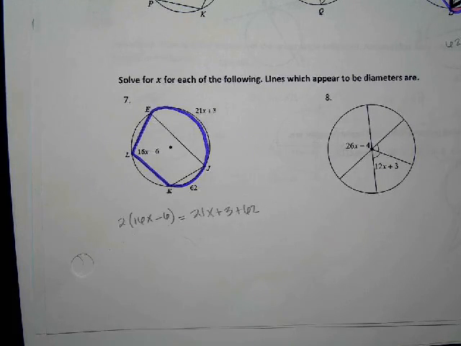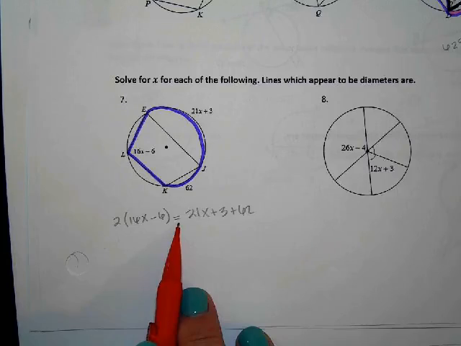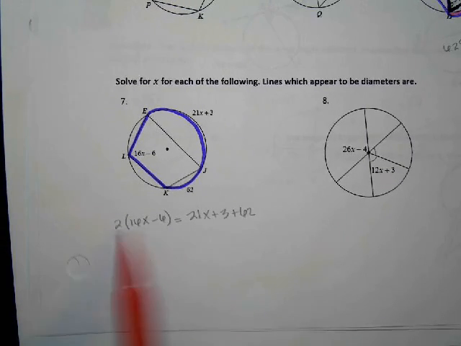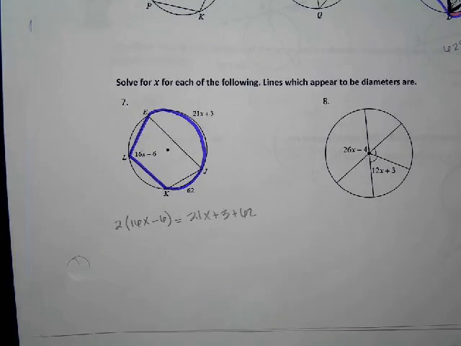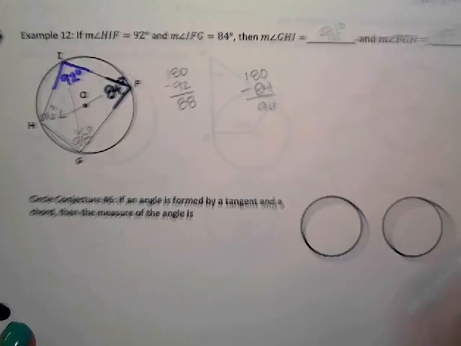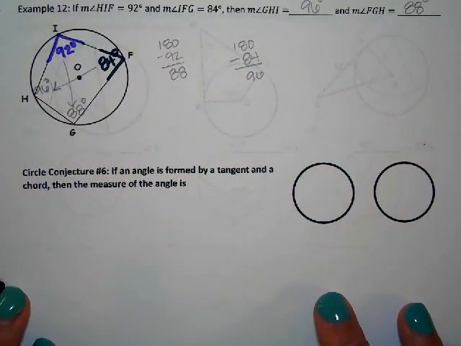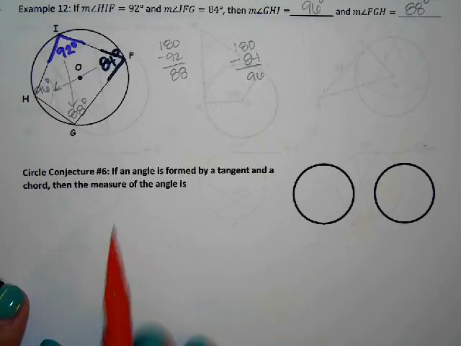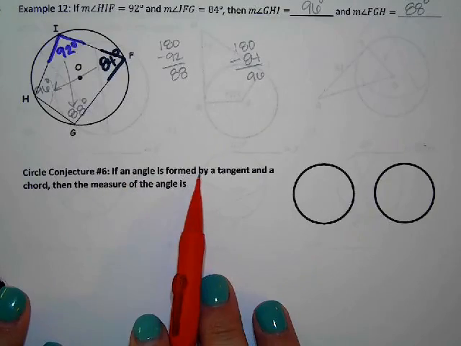All right, so the next part that we are on is Circle Conjecture 6, which kind of moves on from inscribed angles and central angles, although it is very similar. It says, if you have an angle that is formed by a tangent line and a chord. A tangent line is a line that is up against the circle. So I'm going to show you guys what that looks like.